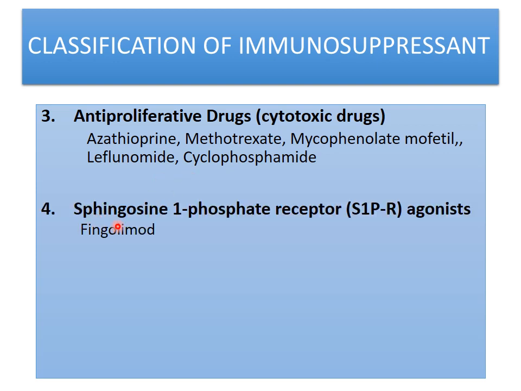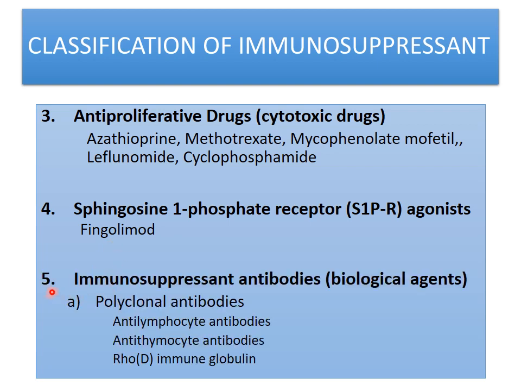The fourth group is sphingosine 1-phosphate receptor agonist, S1PR agonist. The drug is fingolimod. The fifth group is immunosuppressant antibody. They are also known as biological agents. The immunosuppressant antibodies are divided into two classes, polyclonal antibodies and monoclonal antibodies. The polyclonal antibodies are anti-lymphocyte antibodies, anti-thymocyte antibodies, and Rho(D) immunoglobulin.